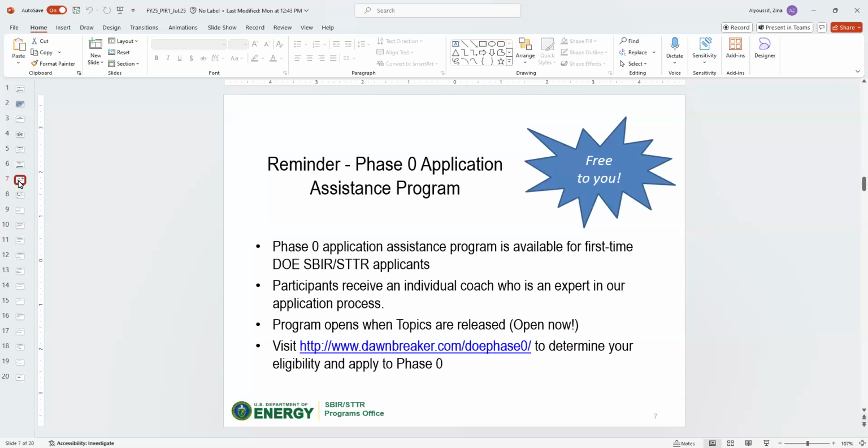The DOE Phase 0 Assistance Program is now open to all first-time DOE applicants. So if you have never applied to DOE before and are looking for application assistance, I encourage you to go online. You can find the link here or go to our website under the Applicant Resources page and click on the link. That will take you to the Phase 0 website, where you can complete a 3-minute application to see whether or not you are qualified for that service. It is a first-come, first-serve service, but it is something that can help you go through the application process.